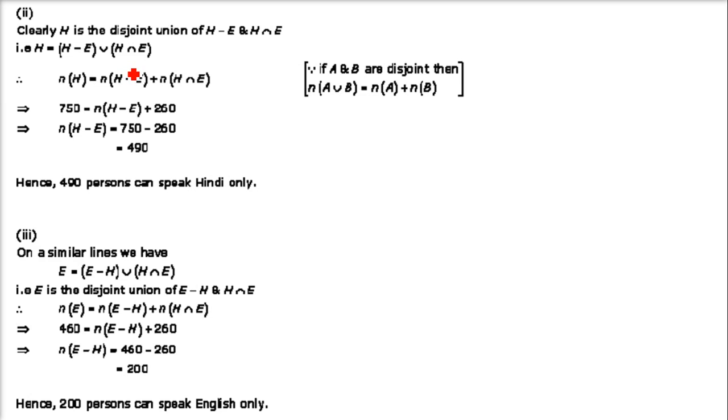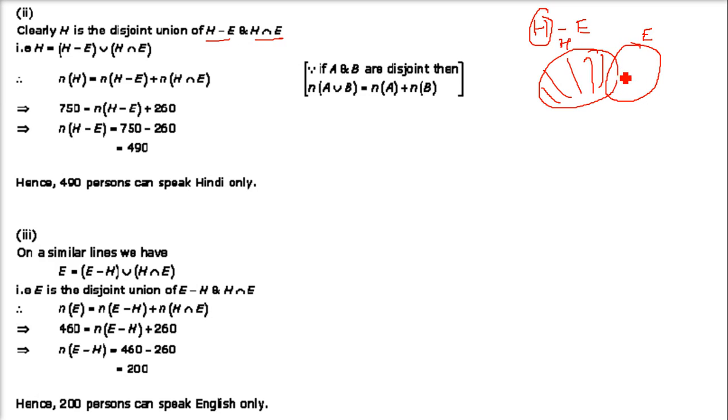The next thing being asked is, how many speak Hindi only? See, from Hindi, if we subtract the English, then we get only Hindi people. That is, H is the disjoint union of H minus E and H intersection E. You already know this. These are two disjoint sets. If this is H and this is E, then H minus E is this portion, and H intersection E is this one. So they are disjoint sets.